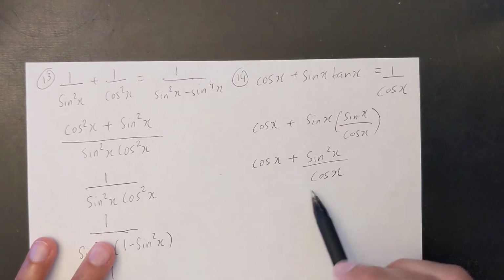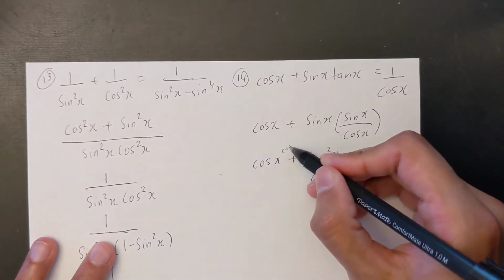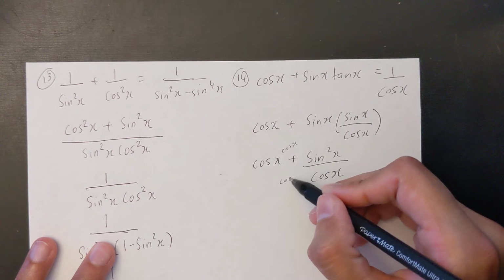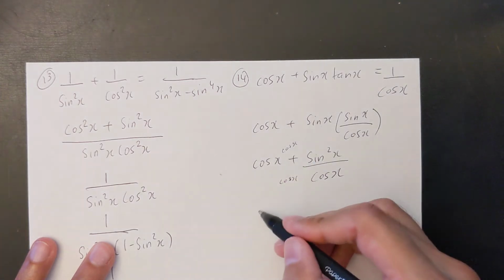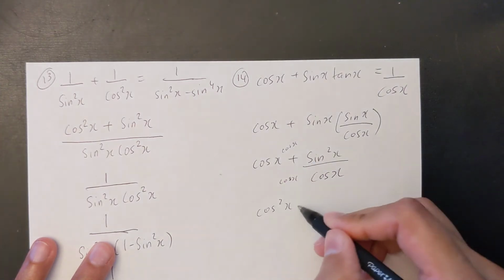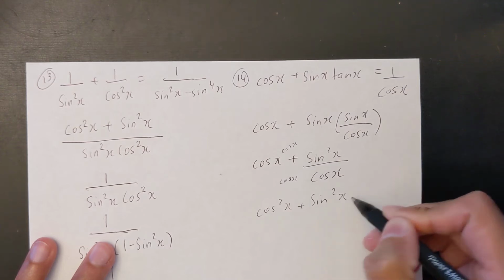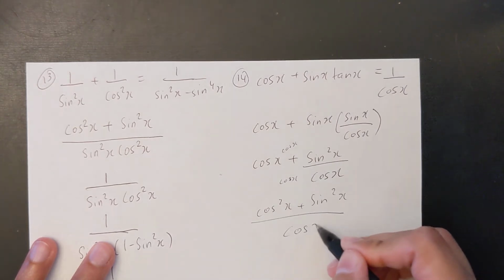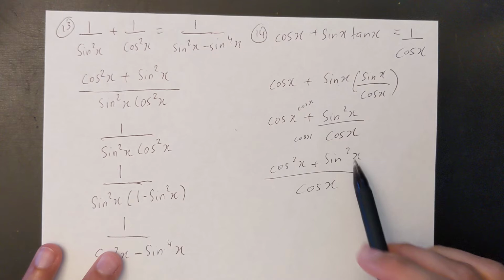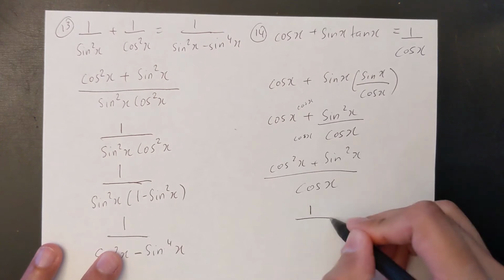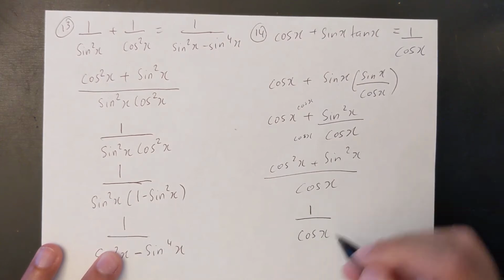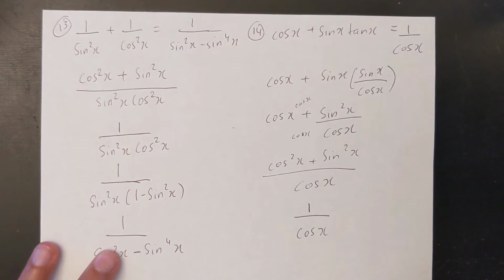Now I want to make a common denominator, so I'm going to multiply the top and bottom by cos x. So I have cos square x plus sine square x over cos x. Cos square x plus sine square x is just 1. So I'm left with 1 over cos x.